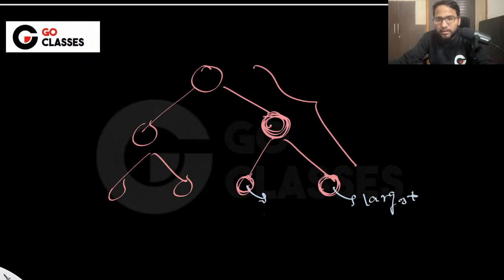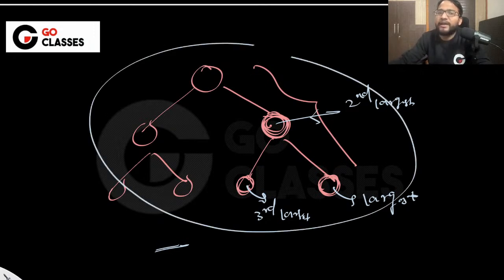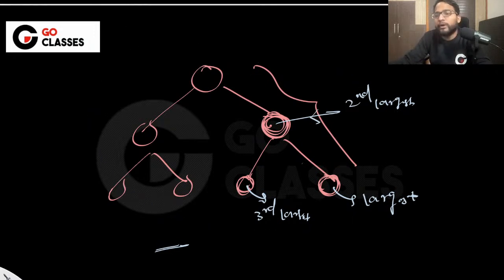This is the third largest. Now where is the seventh largest? You basically have to find the index of the seventh largest using some computation. You don't need to traverse the entire array or the entire tree. You can do it in just order of log n.